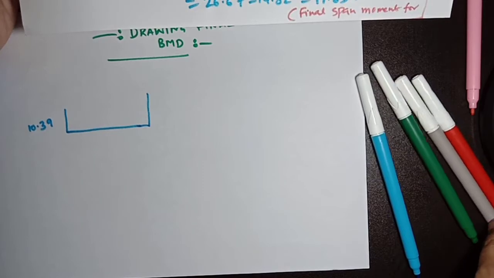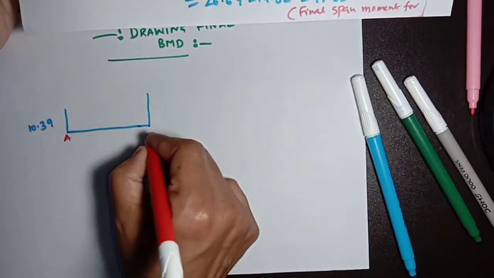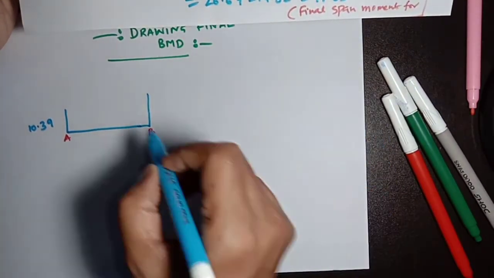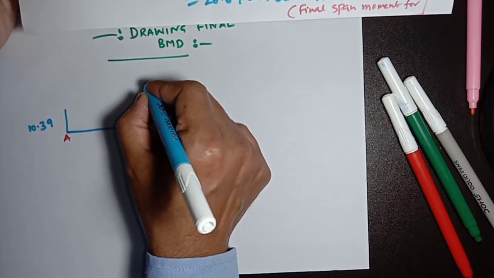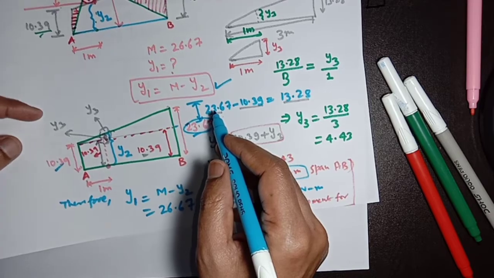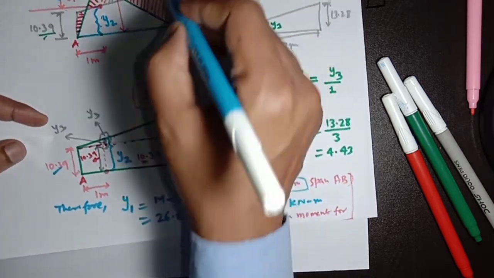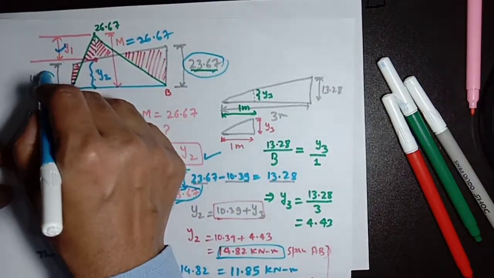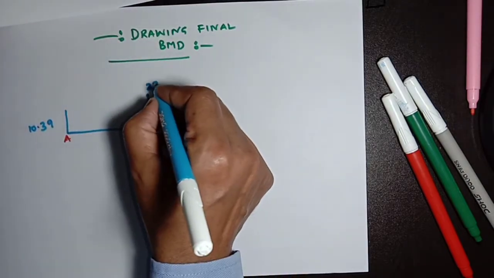This is the point A. The support moment value is here, 23.67. You can see 23.67 here, and 10.39.